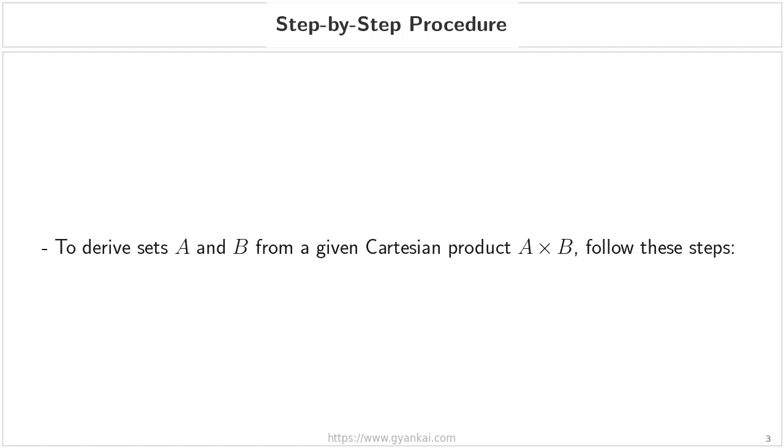Step-by-step procedure. Now that we understand the underlying concept of how ordered pairs are constructed, let's break this down into a clear, actionable process. If you are presented with a Cartesian product and asked to find the original sets, you can follow this four-step procedure.